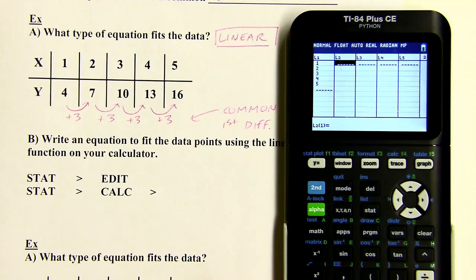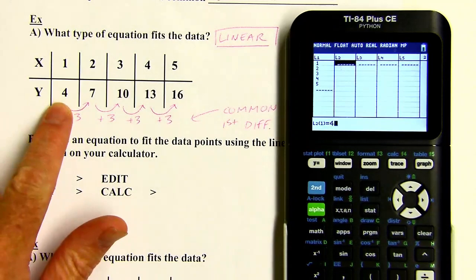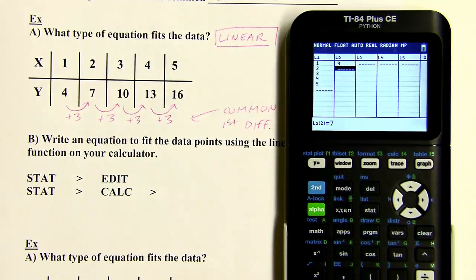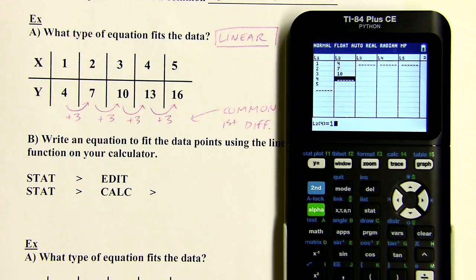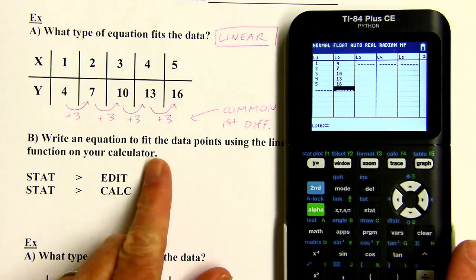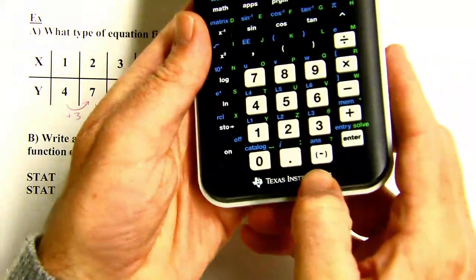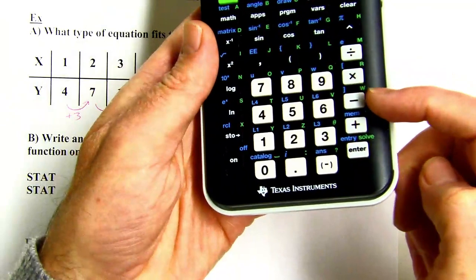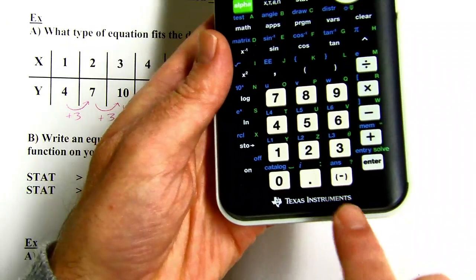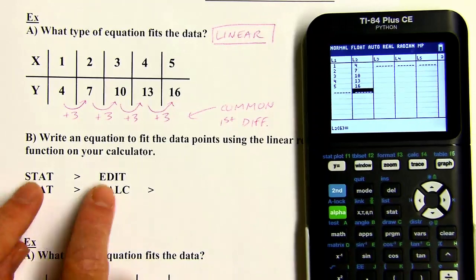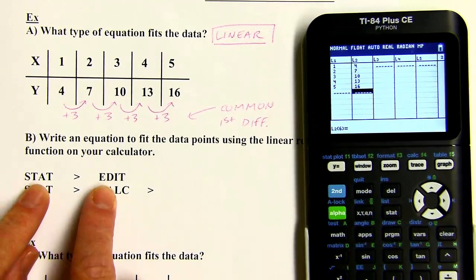Okay, so I'm going to hit 4 for my first Y, and nothing shows up in the chart, but I have to hit enter, then it's in there, and then I'll do the same thing with 7, 10, 13, and 16. There are no negative values in this XY table, but if you do have one, you want to use this negative button, the one in parentheses, not the minus, because we're not subtracting anything, we're saying negative whatever. All right, so I've got those. I've done this part. I've inputted the XY table.